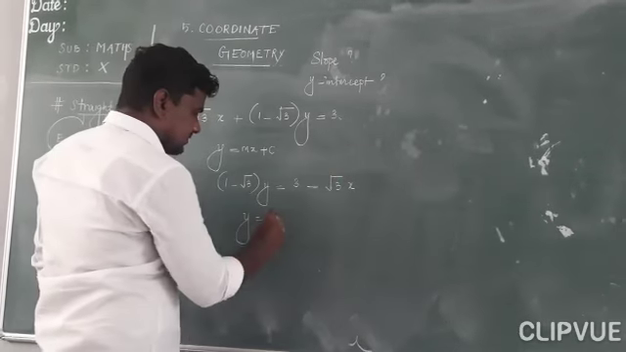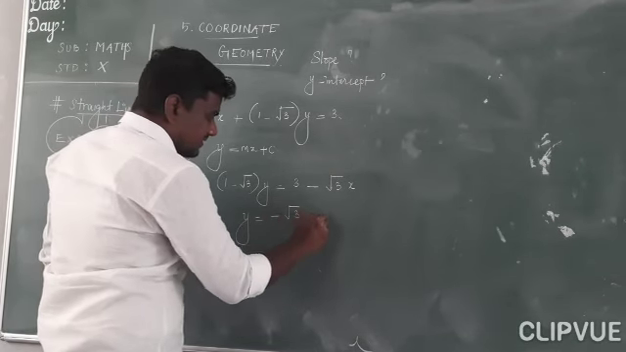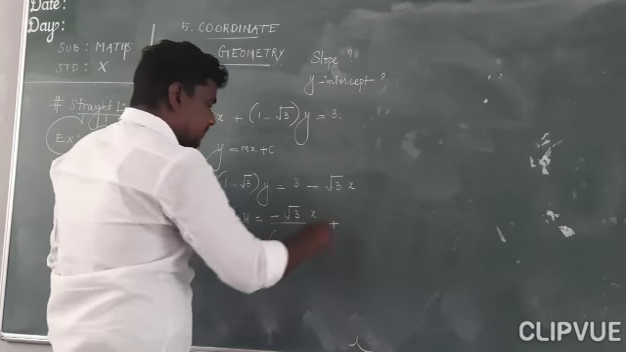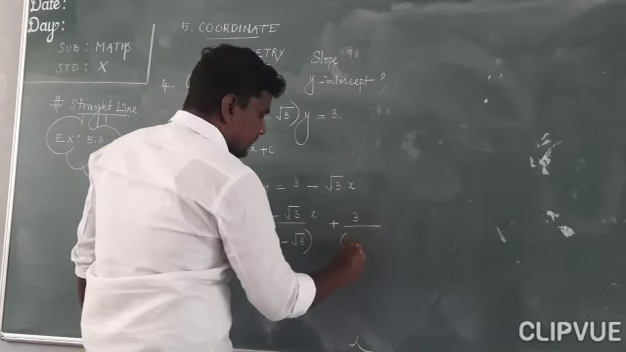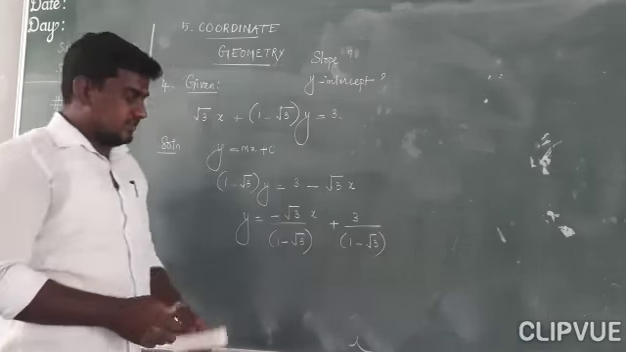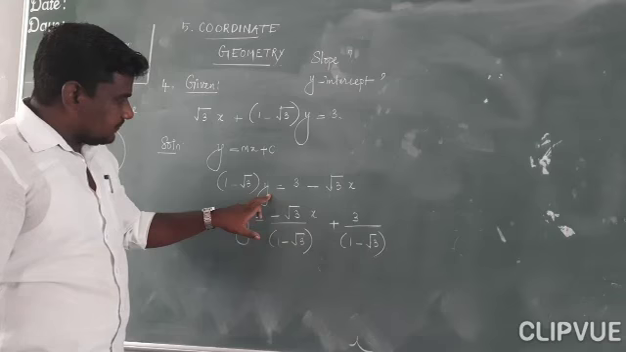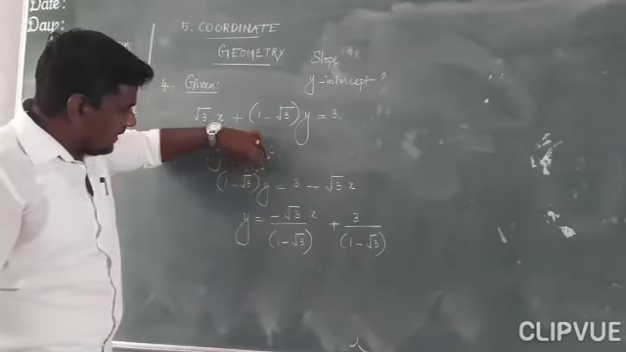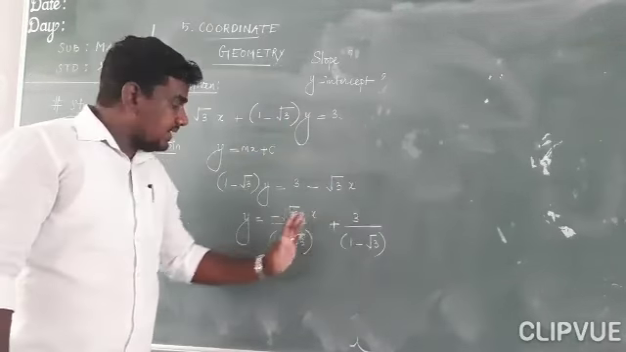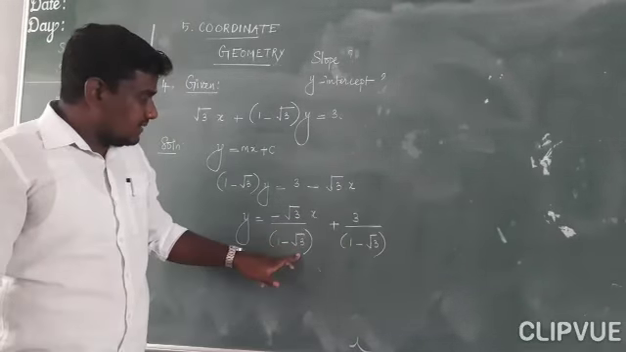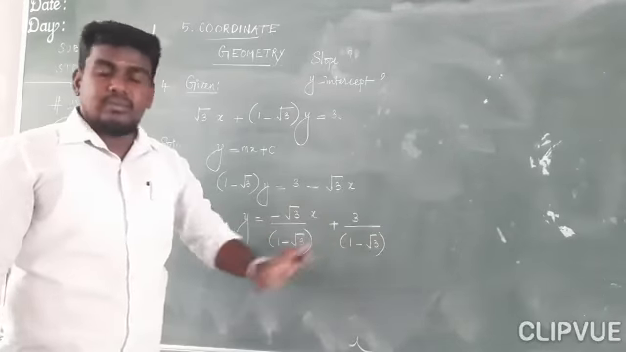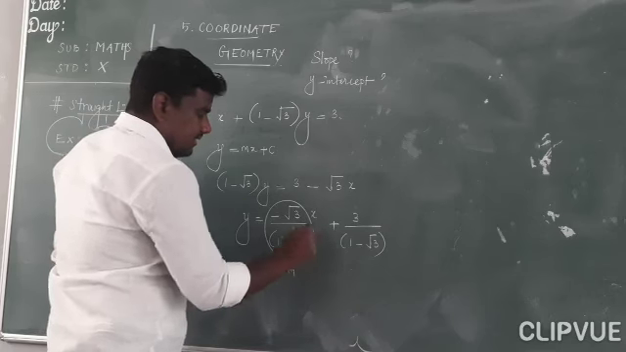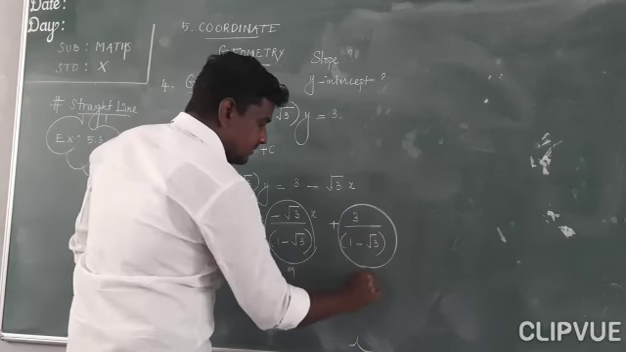Better we write this first. y is equal to minus root 3x divided by 1 minus root 3, plus 3 by 1 minus root 3. Listen, I write this minus root 3x first, and it is multiplied with the y, so if you take it to the right hand side, it divides. So 1 minus root 3 first, and plus 3 divided by 1 minus root 3. So now it is in the form of y is equal to mx plus c.